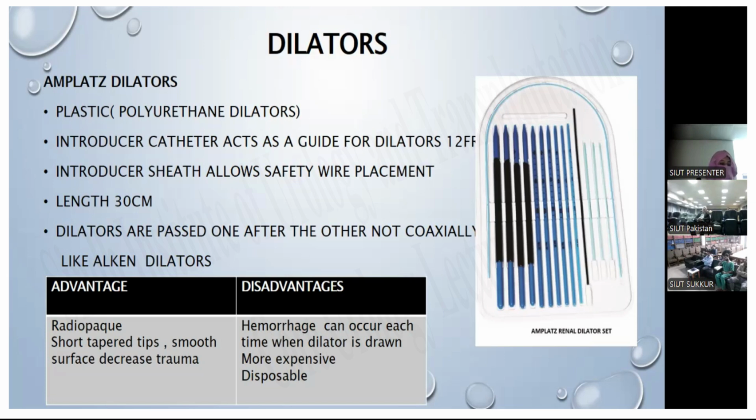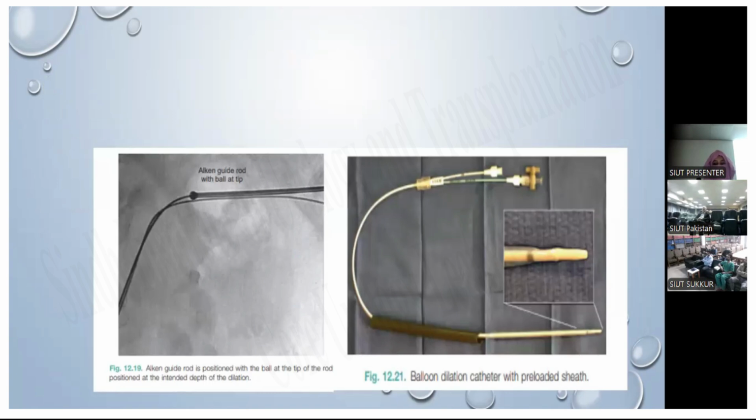Advantage is that it is radio opaque, with short tapered tips and smooth surface, so decreased trauma. And disadvantage, it can cause hemorrhage. Time can occur each time when the dilator is drawn out, which is more expensive, and also it is disposable, so it can't be used again. And also there are balloon dilator catheters with preloaded sheaths. I haven't seen it being used in urological procedures here, but these are also used in endovascular procedures and cardiac procedures.